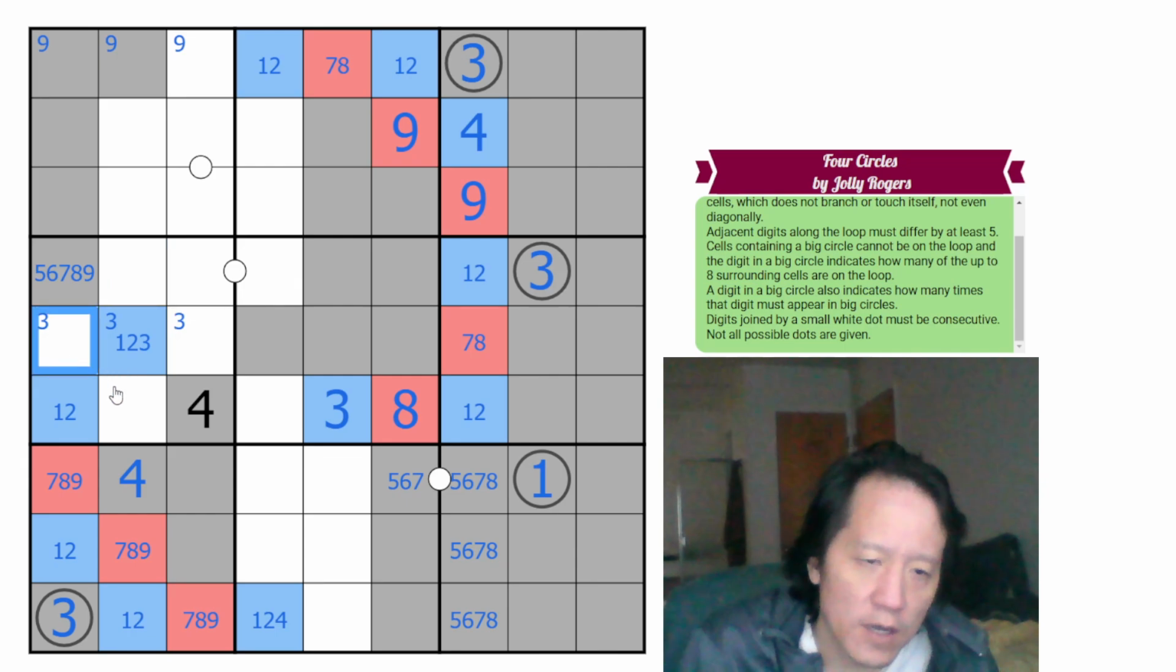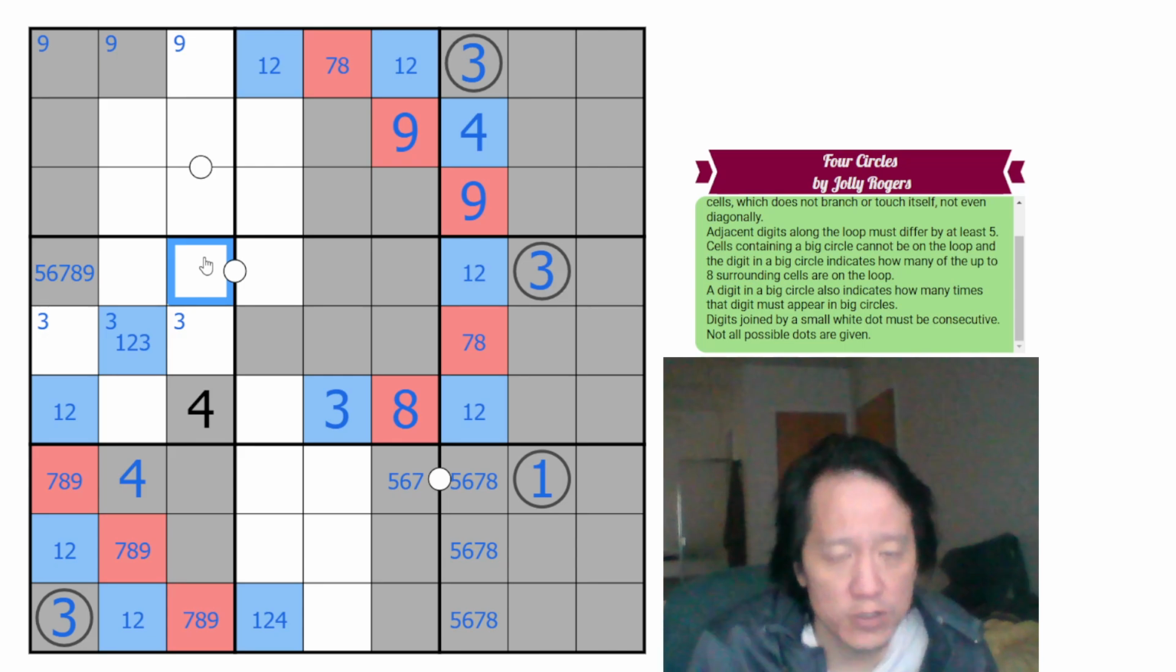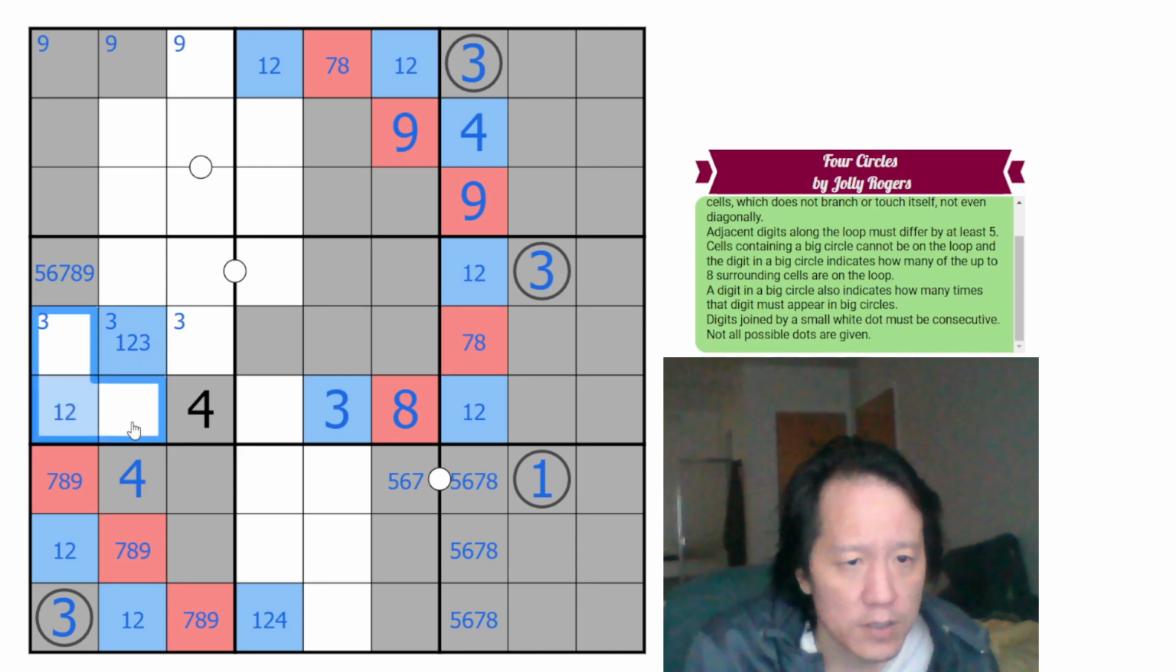One of these is high, one of these is high. Can this be the last low? Possibly. There'd be 1, 2, 3. You have 8 and 9, 8 and 9. That's fine.